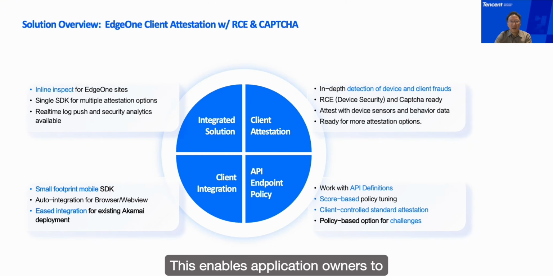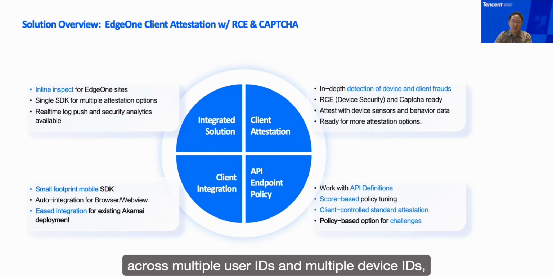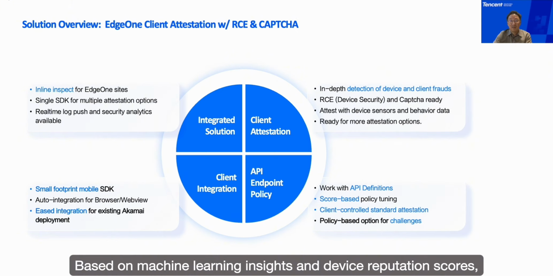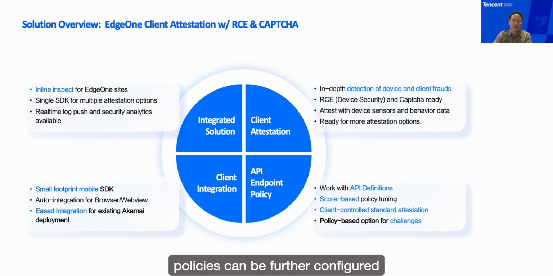This enables application owners to establish behavioral correlation across multiple user IDs and multiple device IDs, revealing patterns that are otherwise difficult to detect. Based on machine learning insights and device reputation scores, policies can be further configured to block suspicious or high-risk requests directly at the edge level.